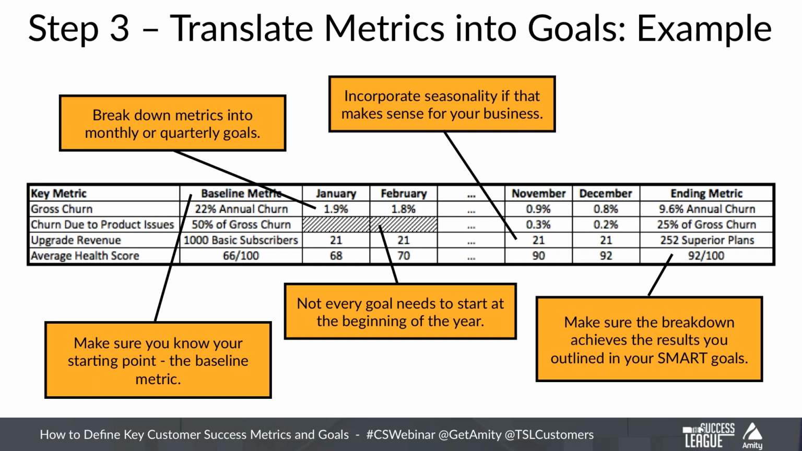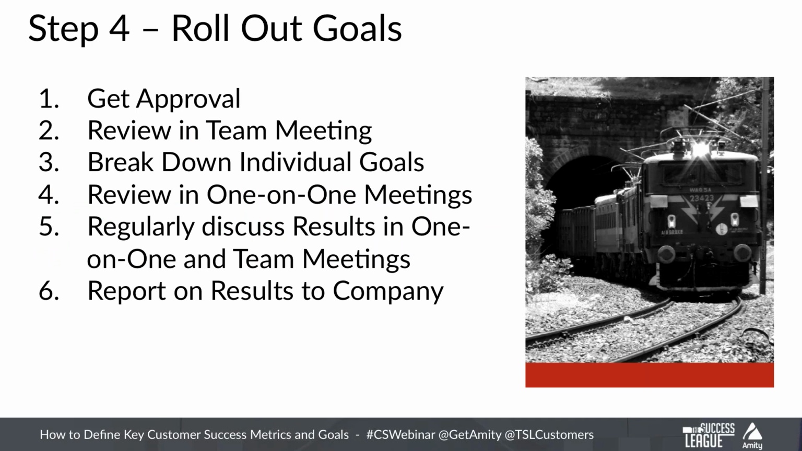Okay, so step 4, roll out your goals. This is pretty easy. I will say this number 1 up here, get approval, is critical. So you want to loop back around to all those people that you talked to in step 1 and make sure that what you've pulled together makes sense to them and achieves the goals that they have for the customer success group. So it might mean talking to your finance people, your CEO, the other executives in your company, but make sure you do that.